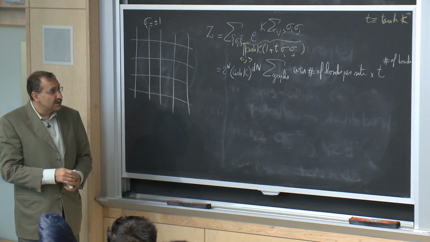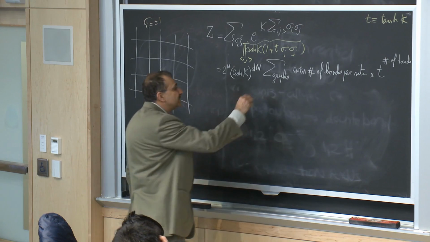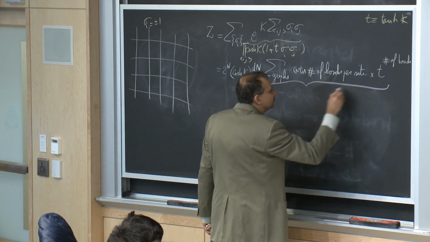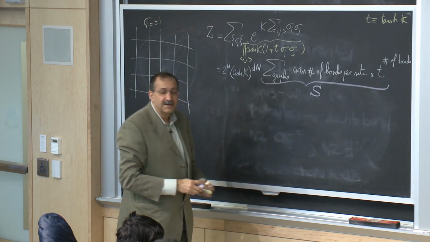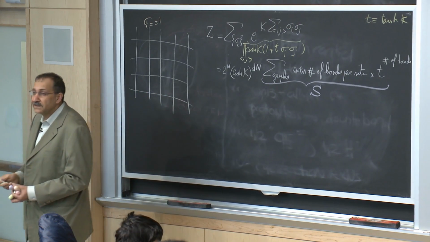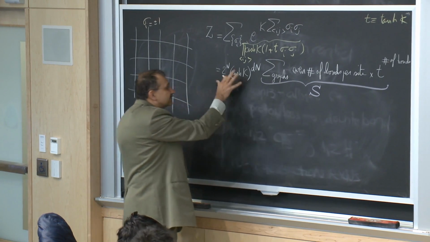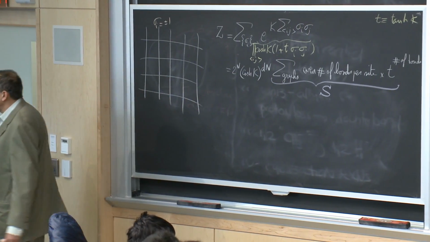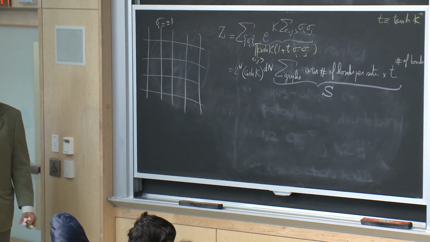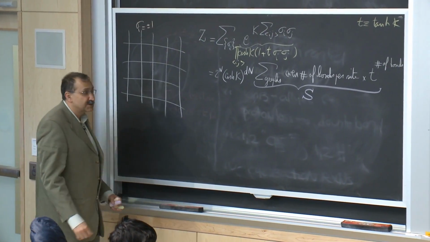So I'm going to call this sum over here S. After all, the interesting part of the problem is captured in this factor S. These 2 to the n cosh K to the power of dn are perfectly well-behaved analytical functions. We are looking for something that is singular.